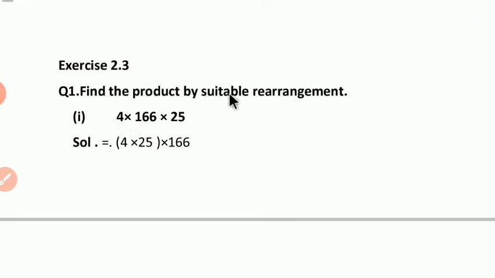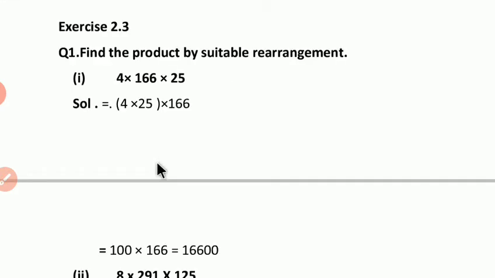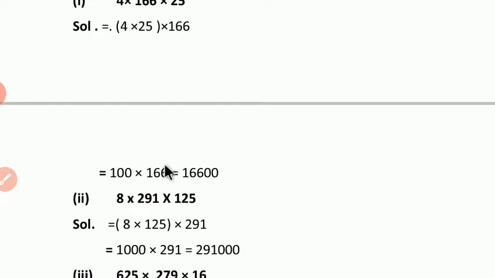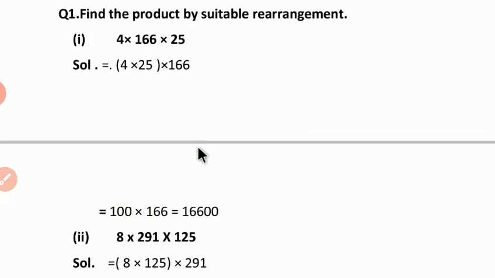Question number 1. Find the product by suitable rearrangement. Here we have to arrange the numbers such that we can multiply them easily and quickly, as we have done in addition also. So you can see, if you multiply 4 into 25, after that by 166: 4 into 25 is 100, 100 into 166 is equal to 16,600. You can see within a minute, in a small amount of time, we have completed this question.